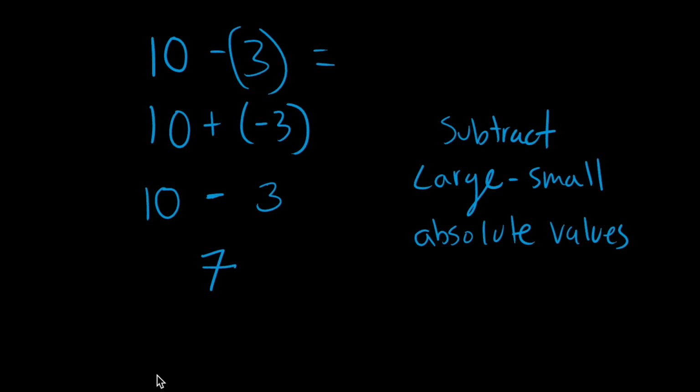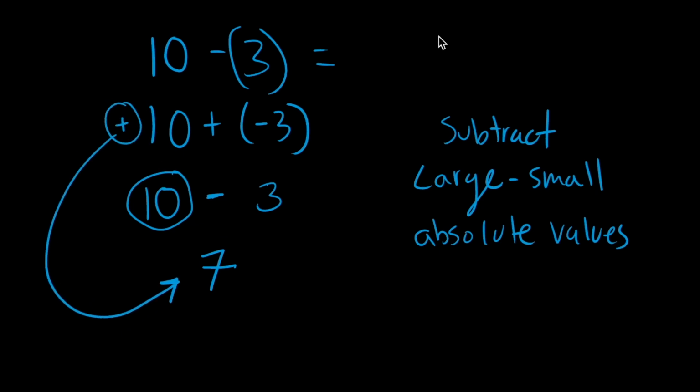And then the last step of this addition rule for opposite signs, you want to take the sign from the original number that gave you the large absolute value. So 10 or positive 10, that is the number that gave you the larger absolute value. So we go ahead and take this positive, give it to the 7, and your answer is positive 7.